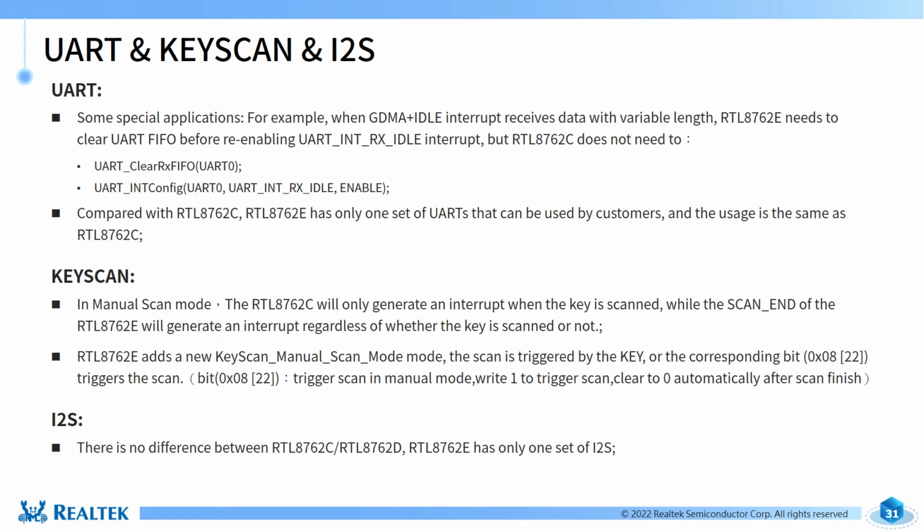For key scan, in manual scan mode, the RTL8762C will only generate an interrupt when a key is scanned, while the scan end of the RTL8762E will generate an interrupt regardless of whether a key is scanned. In addition, the RTL8762E has added a key scan manual scan mode, which is triggered by the key scan, or by controlling the corresponding bit 0x08 to trigger the scan. For I2S, the RTL8762E has only one set of I2S.